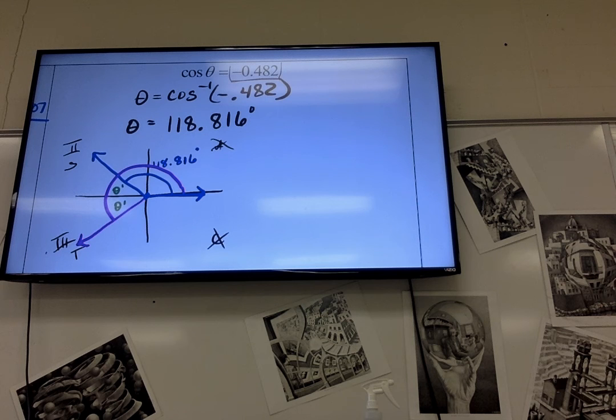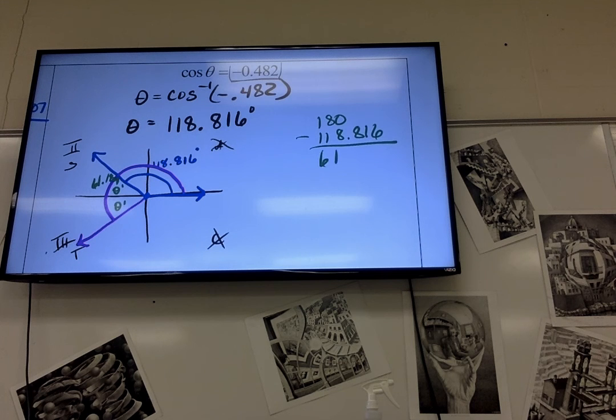Because that's what makes them cosine. Because we just find the reference angle to find adjacent over hypotenuse and whatnot. So for the blue angle, how do I find the reference angle? 180 minus 118.816. Very good. So that's this angle. It's 61.184.